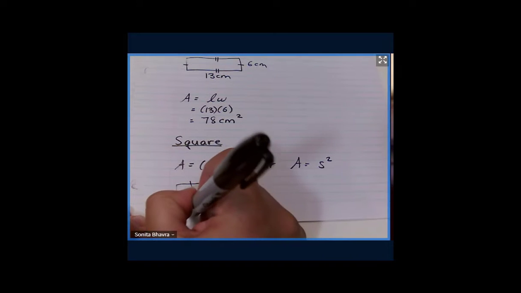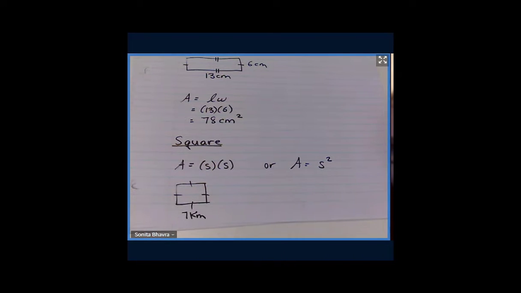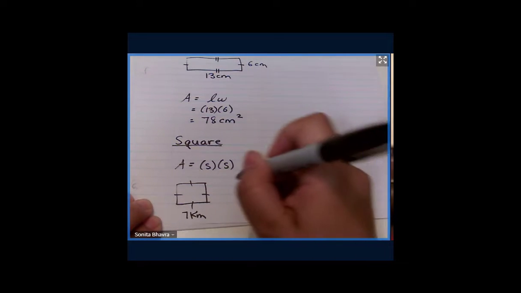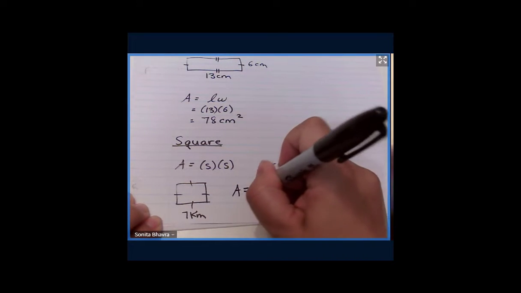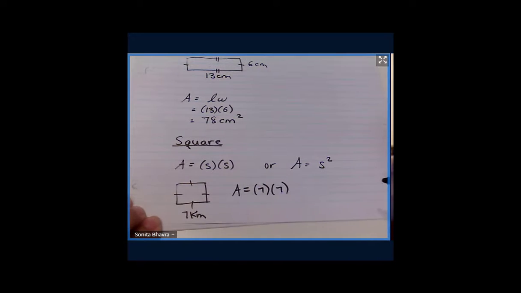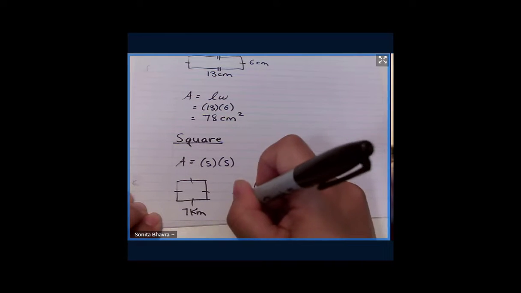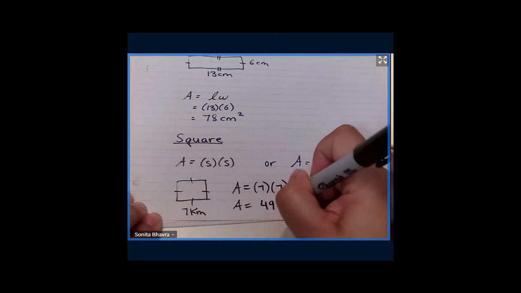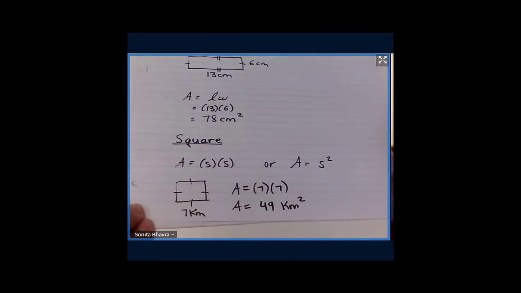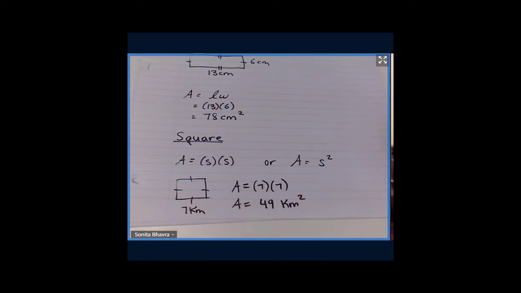Let's take a look at our example here. We have 7 kilometers, and we know that each side therefore is 7 kilometers. Our formula for area is side times side, or side squared. So area will equal 7 times 7, which is equal to 49 kilometers squared. Again, it's kilometers times kilometers, so it's kilometers squared. It's very important that you're using the correct units for area.